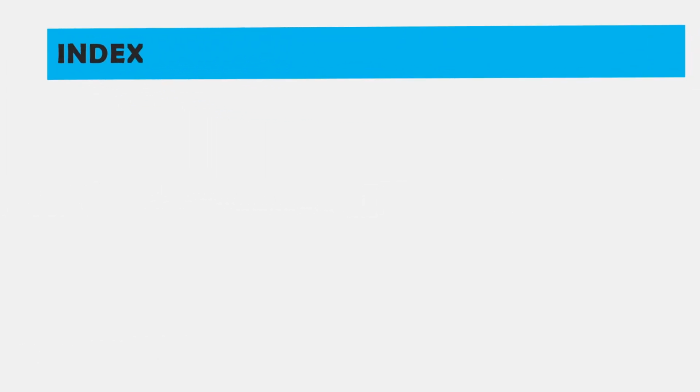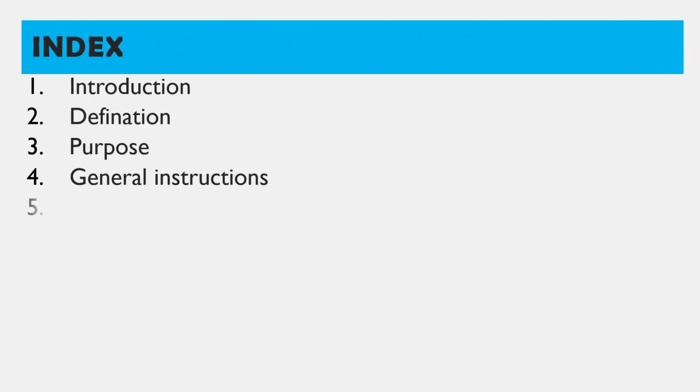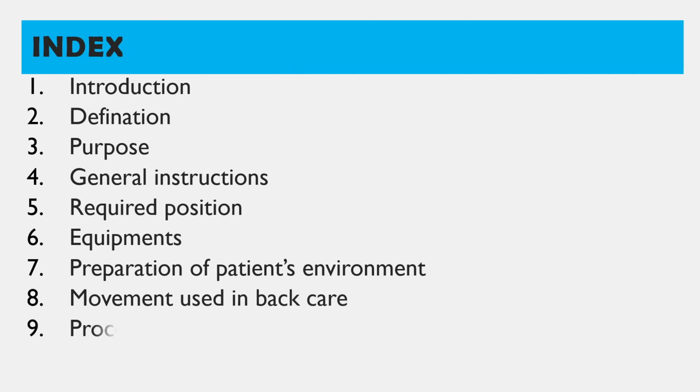Firstly, take A4 size papers, make a boundary on all papers, put topics on the upper side of the papers and write point by point under the topics. This is the index of this assignment. These are all the topics needed for this assignment, so don't leave any topics.